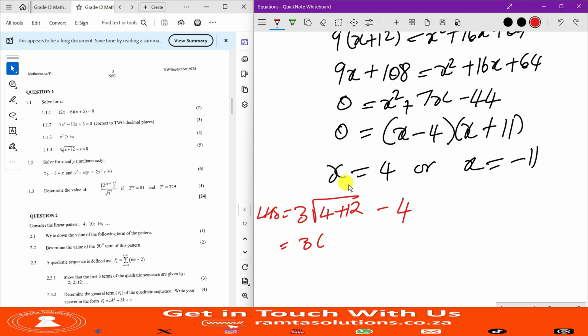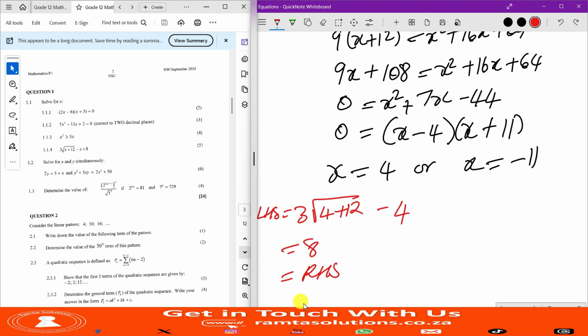So, in fact, use your calculator, guys. Yeah, use your calculators, please. Whenever I'm in this section, I don't use a calculator, but yeah, use your calculator. 3 times the square root of 16, which is 4, is 12. 12 minus 4 is 8. So this is 8. It is equal to the right hand side. As you can see, the right hand side is 8.